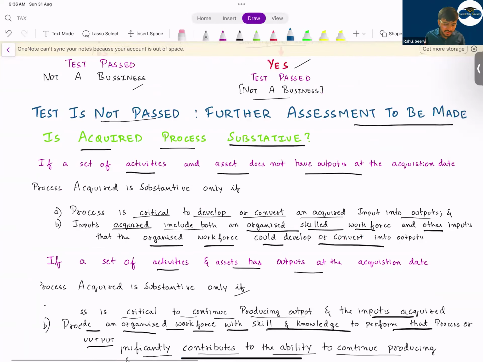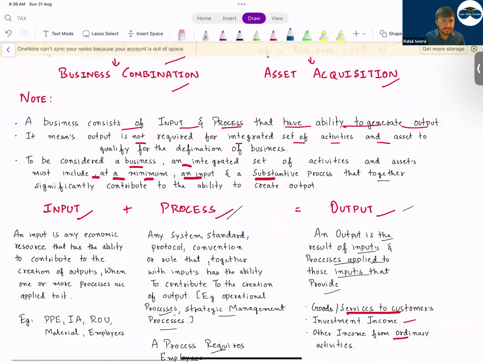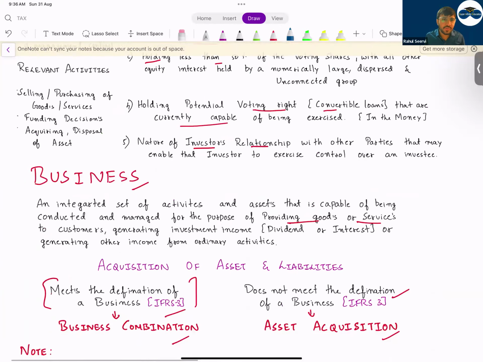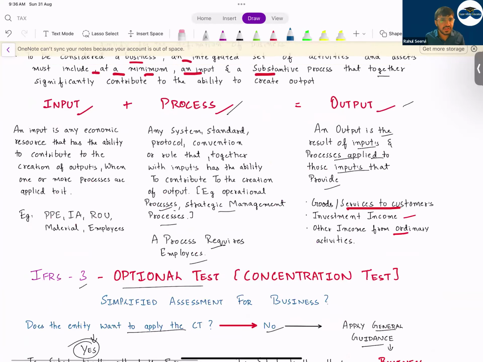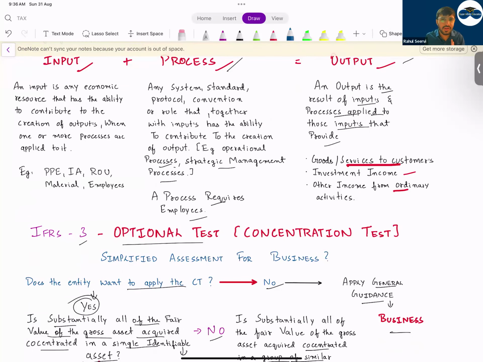So I hope the definition of control is clear and the definition of business is clear to everyone. An important thing: in the exam, you will not be able to write this detail. So just write down what input means, what process means, what output means. You will get 2 marks. And write down that it's not compulsory to have output.